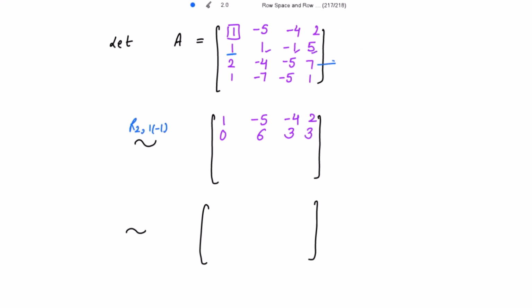And now the third row needs to be changed by adding its elements to row 1, but row 1 should first be multiplied by -2 to get 0 over here. 1 multiplied with -2 we get -2, adding this to 2 we get 0, which is what we need. -5 multiplied with -2 we get 10, adding this to -4 we get 6. -4 multiplied with -2 we get 8, adding this to -5 we get 3. 2 multiplied with -2 we get -4, adding this to 7 we get 3.